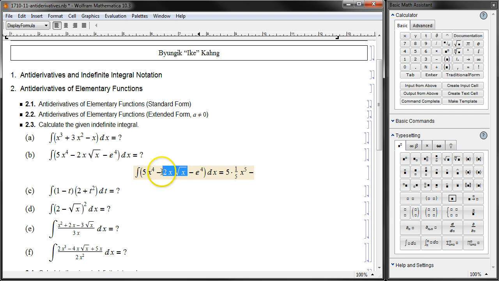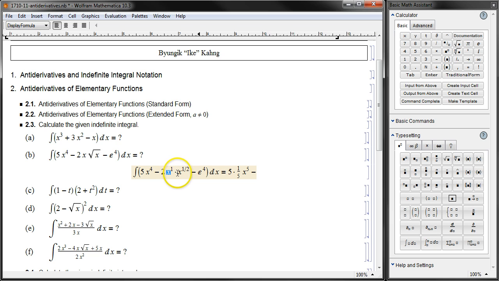Now, how do we do this one? We have this radical expression. As a matter of fact, you can change this into power form. This is x to the first power, and this is effectively the same as x to the 1/2 power. The square root is the same as 1/2 power.